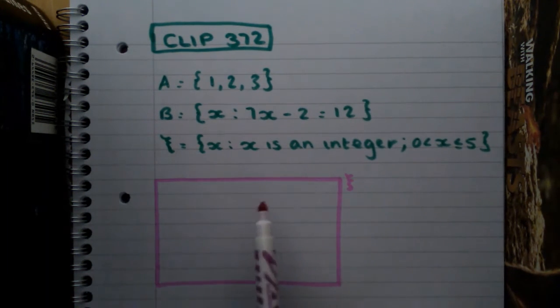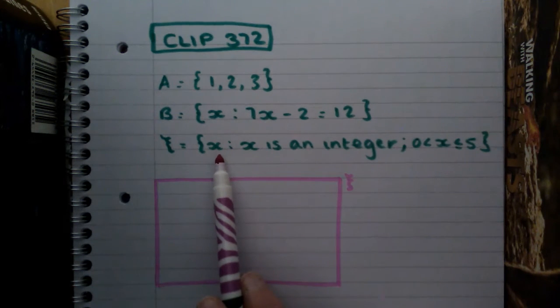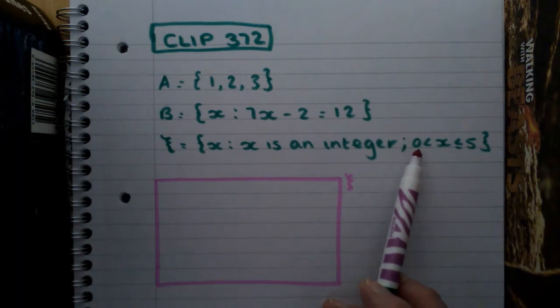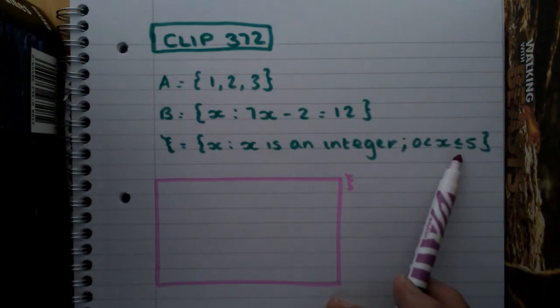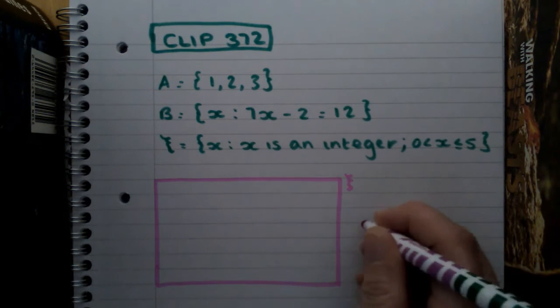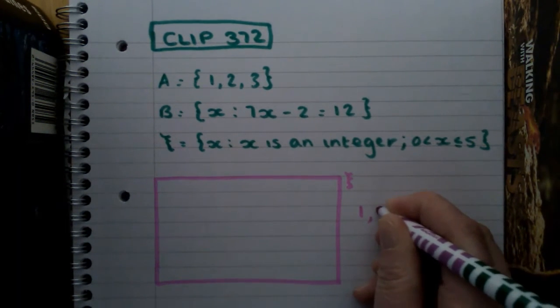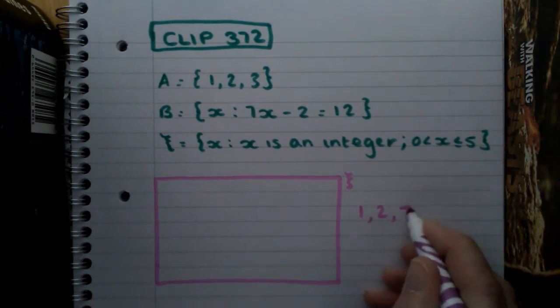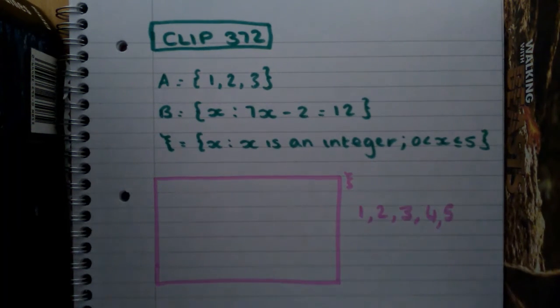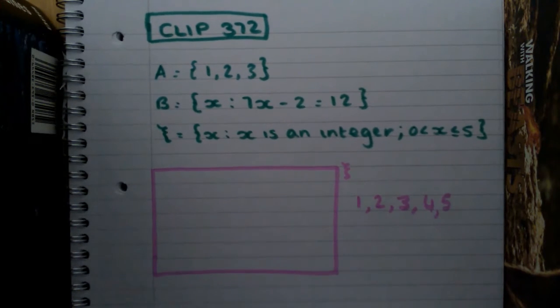If we look at what it says, this means x is a number, an integer, which means a whole number that's got to be greater than 0 but less than or equal to 5. So the numbers I'm looking to put in my universal set are going to be the numbers 1, 2, 3, 4 and 5. They're the 5 numbers that are going to go somewhere in this rectangle.